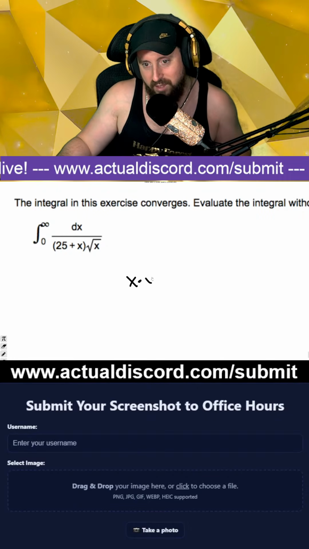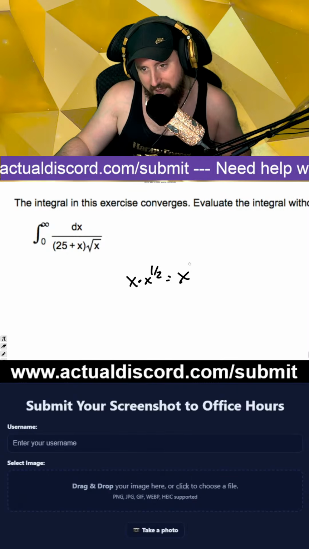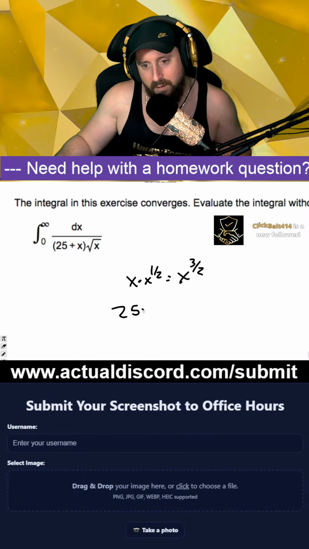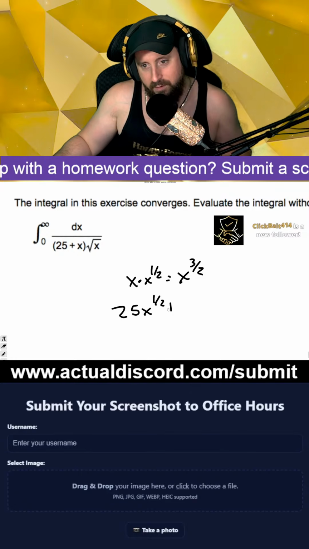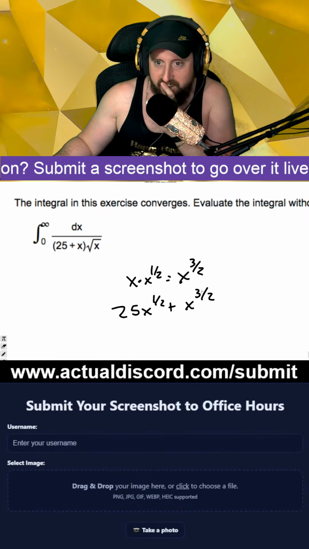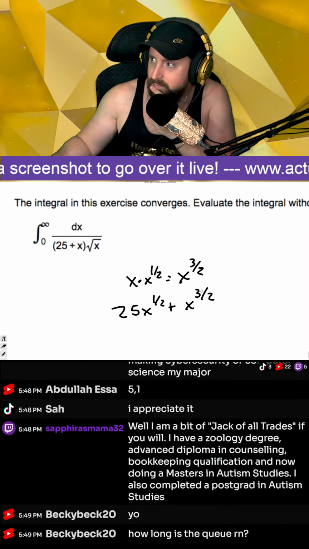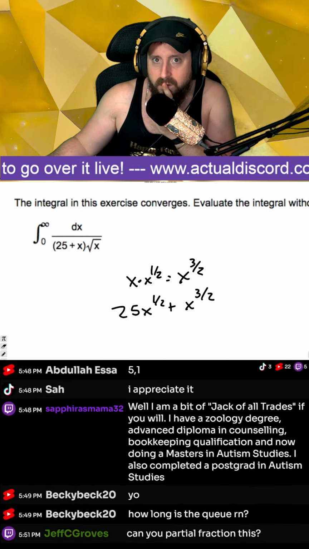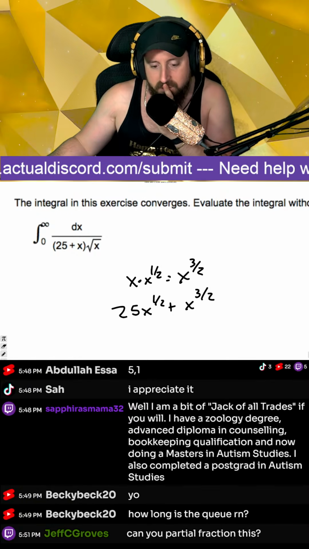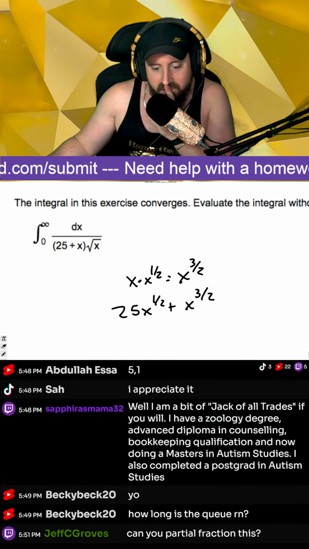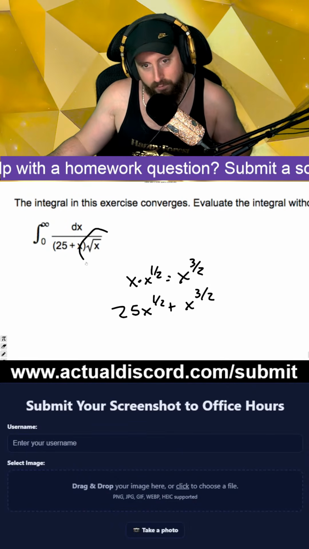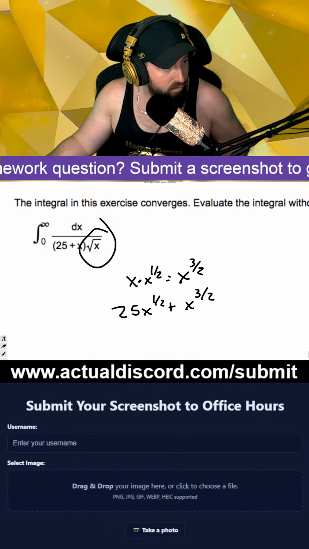So, x times x to the 1/2. That would be x to the 3/2. Nice. But then you have 25 here. So you have 25x to the 1/2 plus x to the 3/2 on the bottom. I still don't think that helps you out, though, right? Can you partial fractions this? We can try. I don't know what the rule is for square roots of things, though.